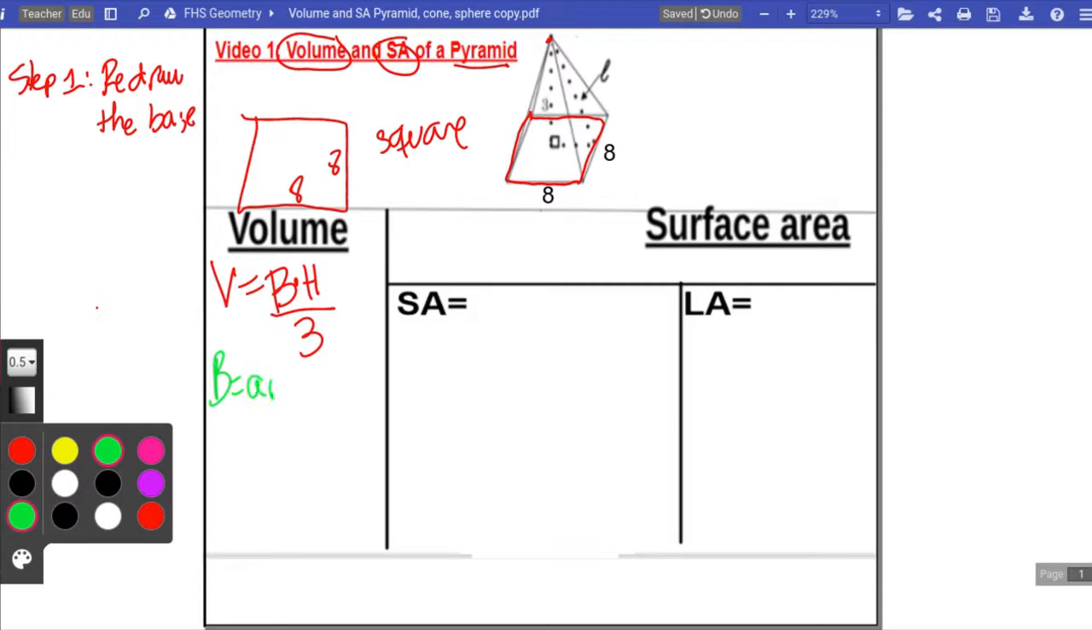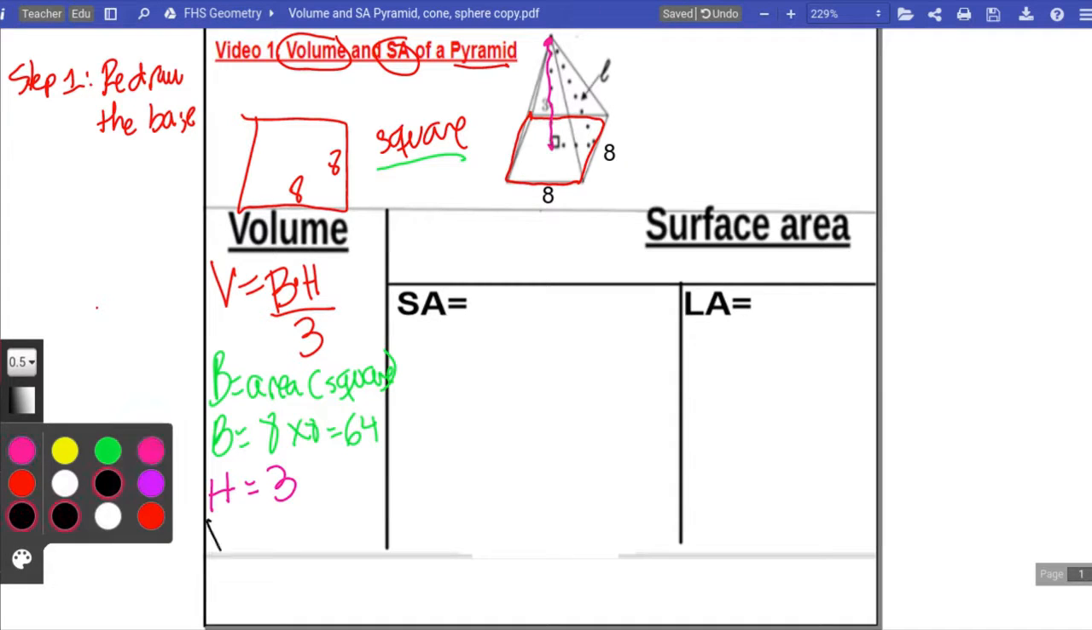Big B, remember, is the area of the base. Right now we're dealing with the square, so area of a square. To find the area of a square, you do side times side, which is 8 times 8, and we get 64. All right, and now let's talk about the big H. Big H is how tall is the pyramid? From the top point all the way down to the bottom, it is 3. Now let's use the formula.